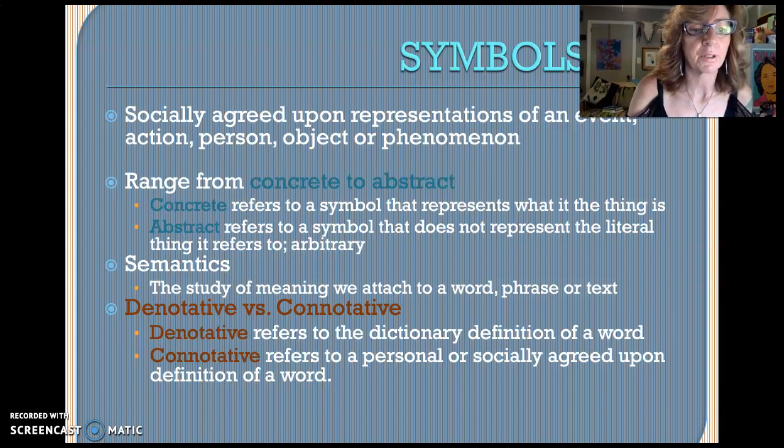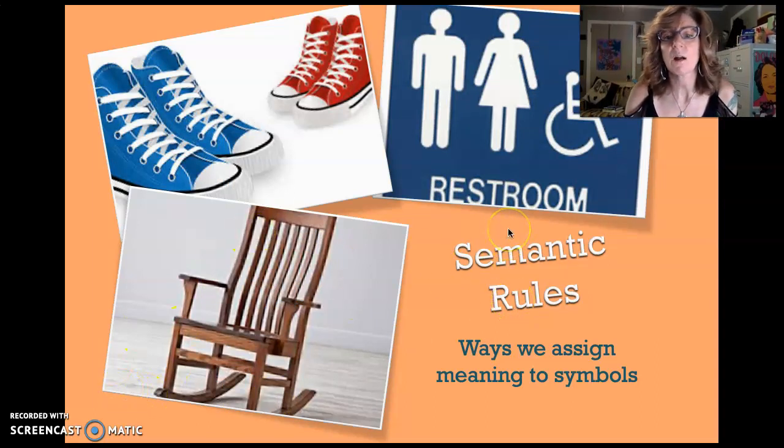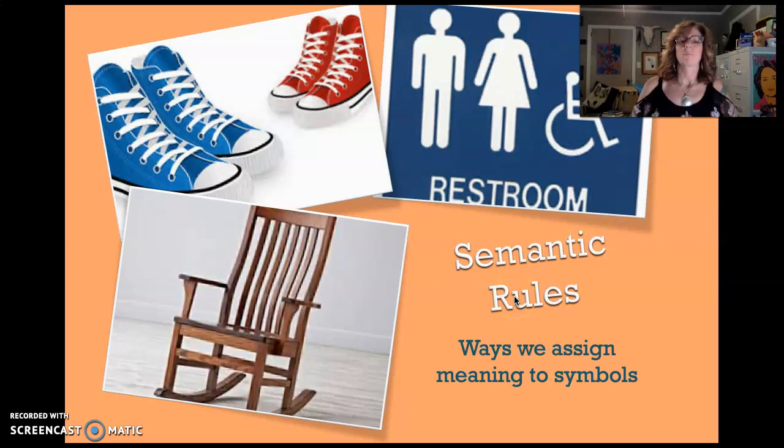Okay, let's look at the next thing. So semantic rules. This is just kind of a review of how we assign meaning to symbols. Okay, let's just look at this. That's a rocking chair. It's literally a rocking chair. If you look it up, what's a rocking chair? That's what it looks like. That's what it does. It rocks. It's a chair that rocks, right?